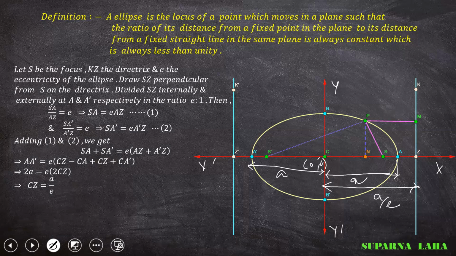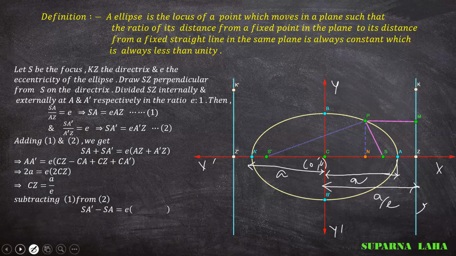Okay, so from here you can easily find the equation of the directrix, that is the fixed line. Okay, next move to the other part. If we subtract these two equations, 1 minus 2 or 2 minus 1, you will find SA dash minus SA equals e into AZ dash minus AZ.